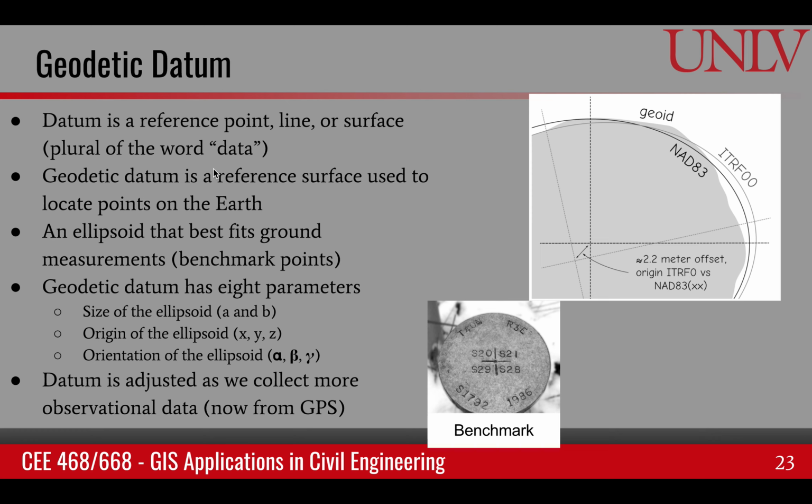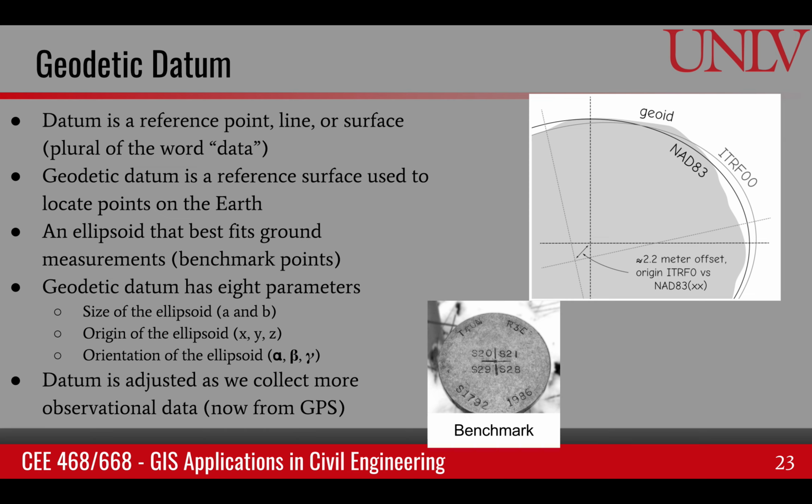So it's the singular of the word data. A geodetic datum is a reference surface used to locate points on the surface of the Earth. So in our case, we fit an ellipsoid, and we assume that it best fits the ground surface, and it matches the benchmark points that we have measured through surveys.